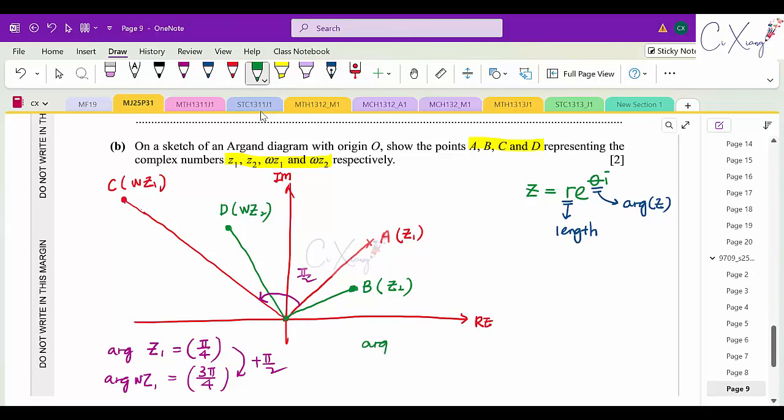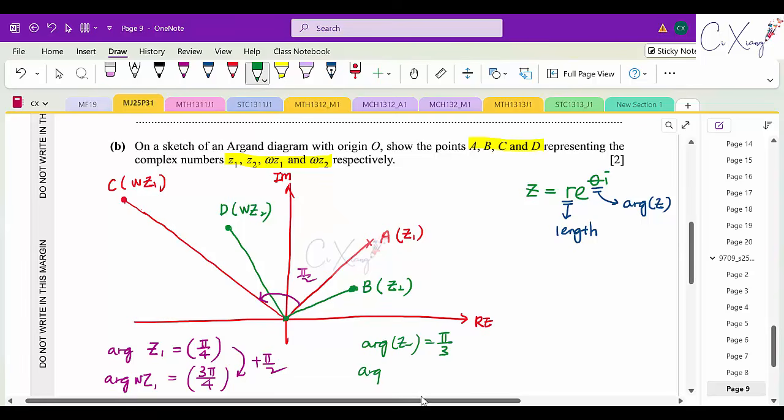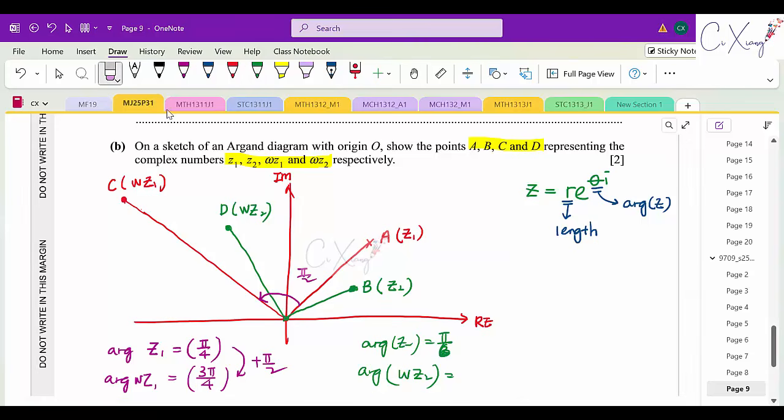Then same thing happens for Z2. If you look at the argument of Z2, it is actually pi over 6. Then when you multiply with W, your argument becomes 2 pi over 3. That means you're adding pi over 2, right? So adding pi over 2, what does it mean? It means that you are rotating Z2 by pi over 2 anti-clockwise to get WZ2. So there's a small relationship between the length and also the argument when you multiply two complex numbers together, right?